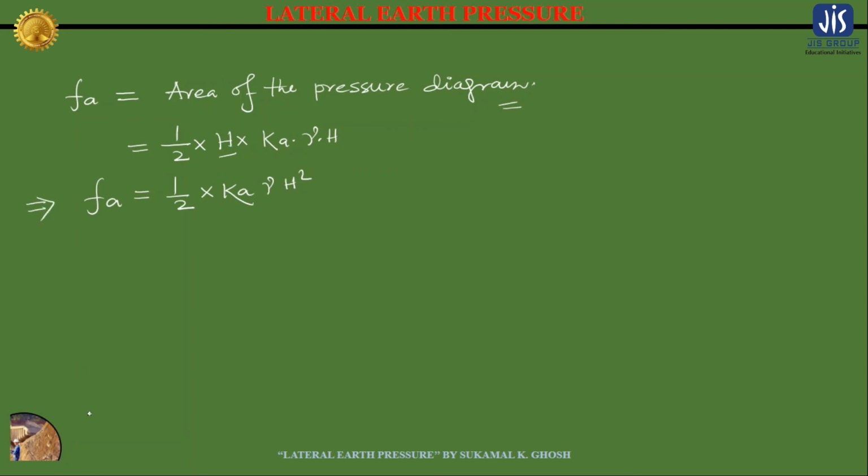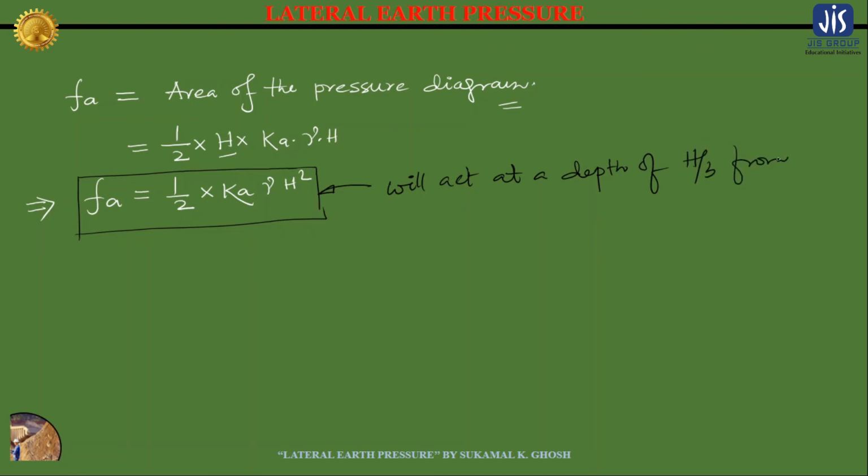Okay, so this will be the value of the active earth pressure force. Okay, and it will act at a depth of h by 3 from the base of the sheet pile or the retaining structure. Okay, sheet pile suppose. Okay, so the calculation of this active earth pressure force is very important.